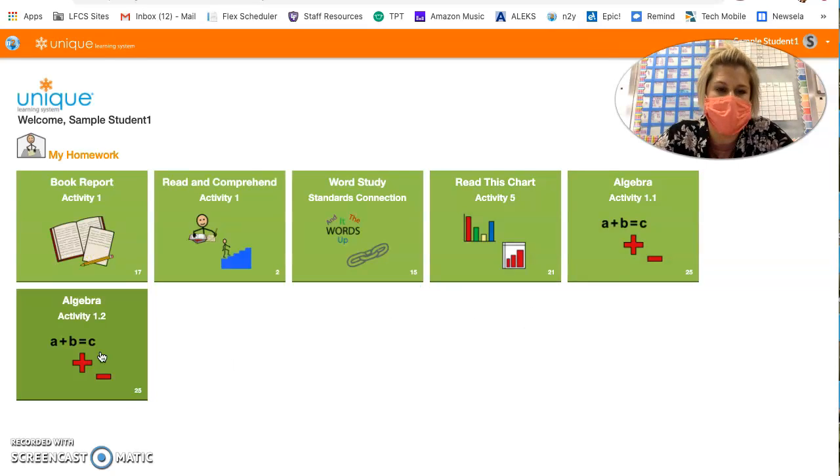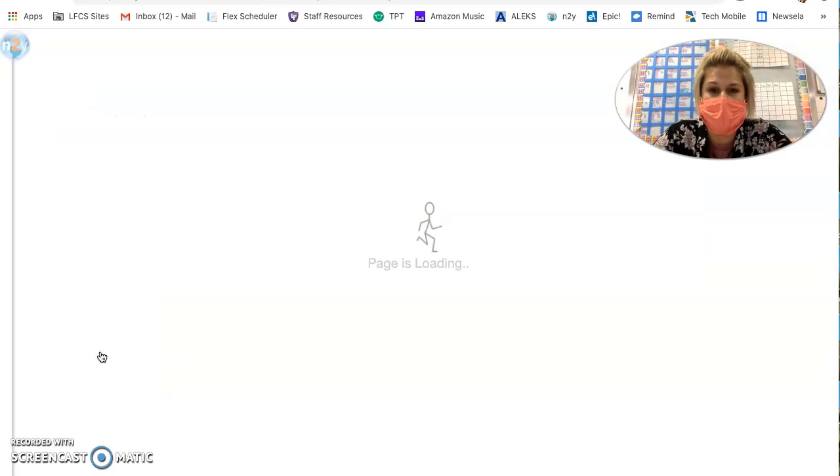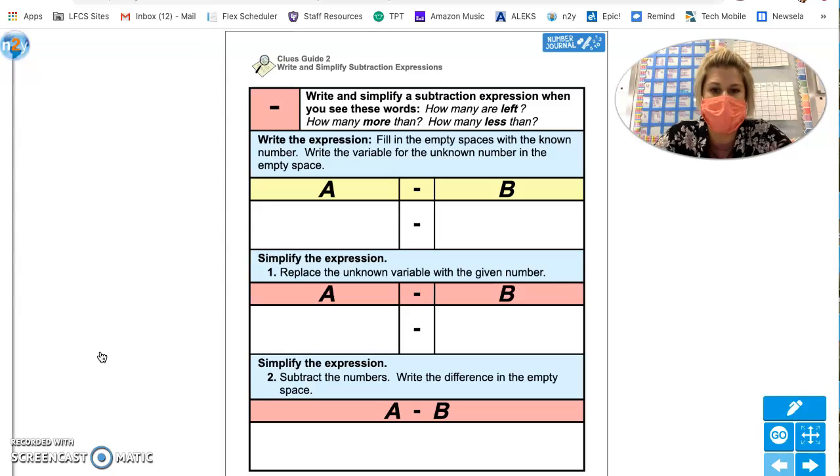Here's activity 1.2. So again, we are doing algebra. What algebra means is that there is something that is unknown. We need more information, and so we're going to start off with the basics. When we're doing subtraction, we're really focusing on how many are left, or how many more are there, or how many less are there. So we do that a lot when we talk about graphs and charts. But we can also do that with just equations, okay?